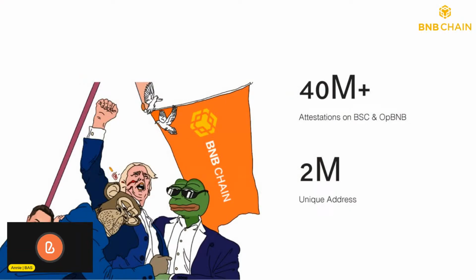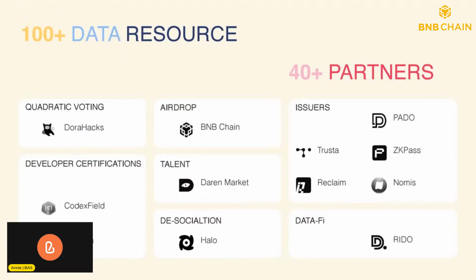Yeah, and what BAS has achieved so far. By now, over 20 million unique addresses have submitted more than 40 million attestations on BAS. And we collaborate with more than 100 data resources and more than 40 BNB Chain ecosystem partners. The data resources include the top 6 CEXs, KYC information, balances, trading data, and also Web2 data like LinkedIn, Uber, GitHub, social media accounts, etc.